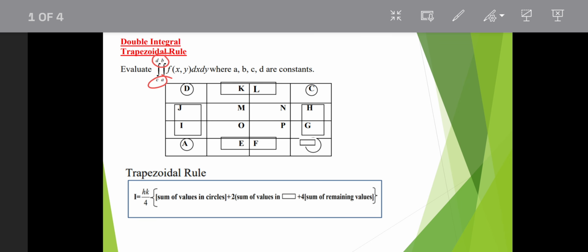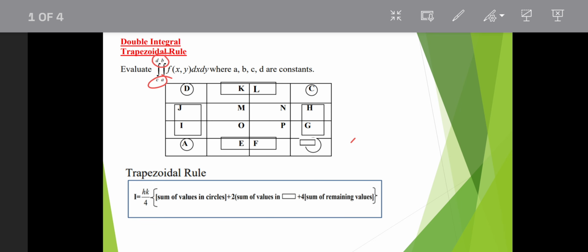Since evaluating a double integral analytically may be difficult for some functions, we use the double integral trapezoidal rule to obtain an approximate solution. To apply this method, the rectangular region is divided into a number of equal subrectangles, creating a grid of points, as shown in the figure. These grid points are classified into three different groups because each group contributes differently to the approximation.